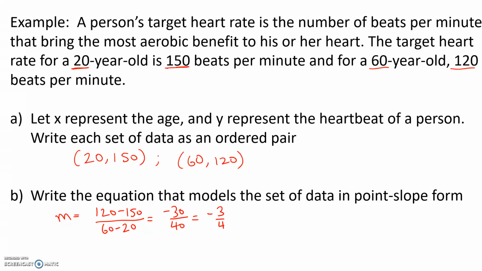Now we can pick either the first point or the second point as our x1, y1. Let me pick the first point again. So my x1 is 20, my y1 is 150. So in point-slope form, I have y minus y1, which is 150, equals my slope, which is negative 3/4, times x minus x1, which is 20.